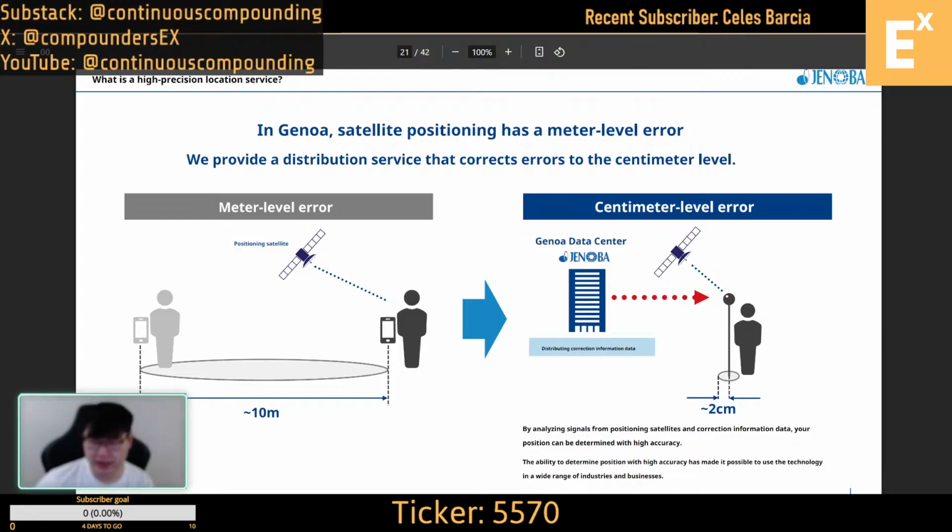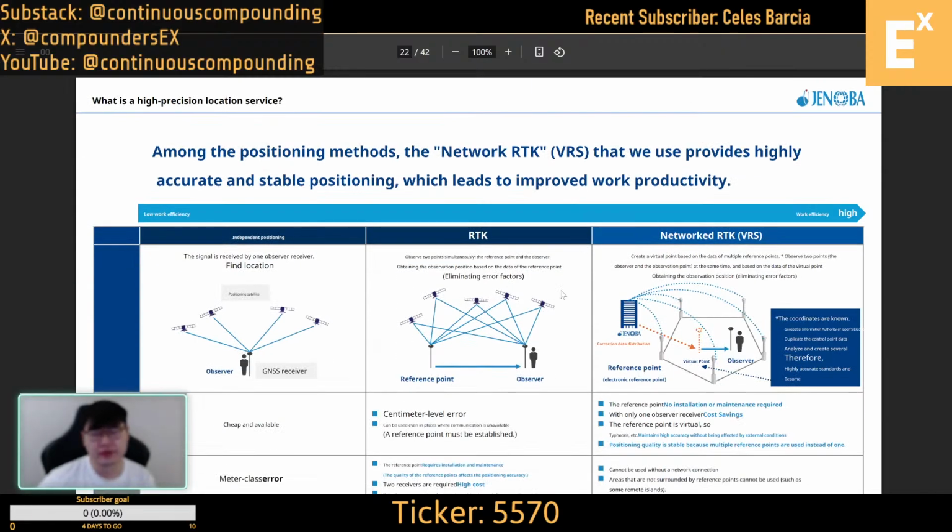Genova data center distributing correction information data. By analyzing signals from positioning satellites and correction information data, your position can be determined with high accuracy. The ability to determine position with high accuracy has made it possible to use the technology in a wide range of industries and businesses. Among the positioning methods, the network RTK VRS that we use provides highly accurate and stable positioning, which leads to improved work productivity. So there's 3 types.